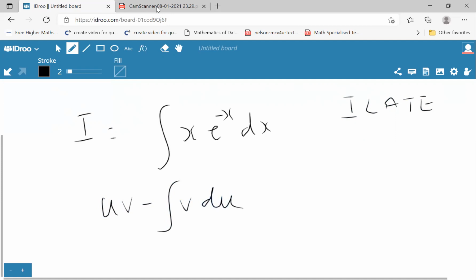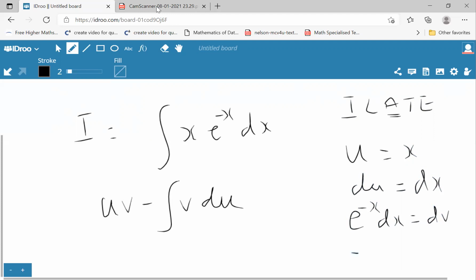So to identify u, x should be u. So u is x. Differentiating on both sides, you get du is equal to dx. So we'll take e to the power of minus x dx as dv. Therefore, on integrating, you get v is equal to minus e to the power of minus x.